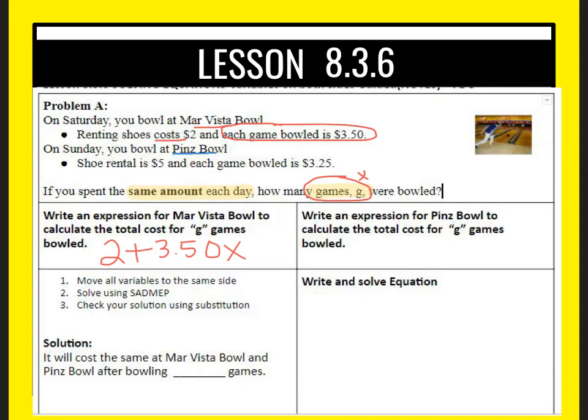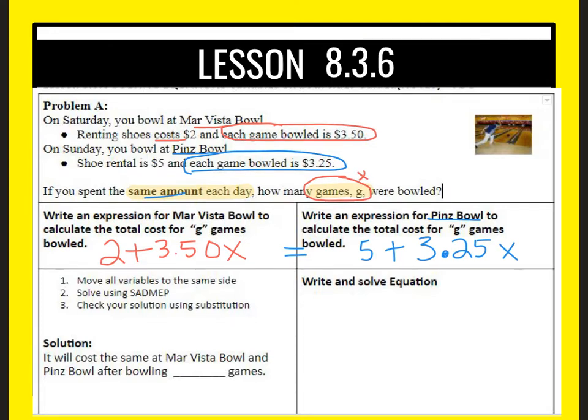At Pins Bowl, it was $5 to actually rent your shoes, and then each game there costs $3.25. So per game, I'm multiplying every game by $3.25 at Pins Bowl. So I have my two expressions. They want to know how many games I bowled, and I know I had to have spent the same amount each day that I bowled there.